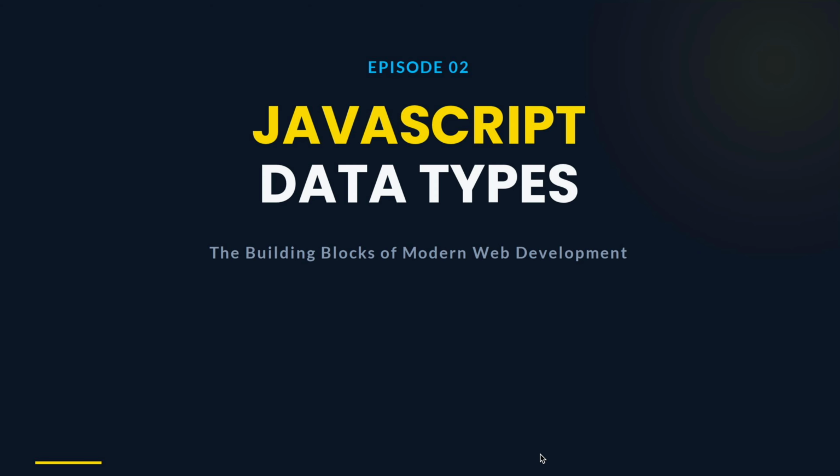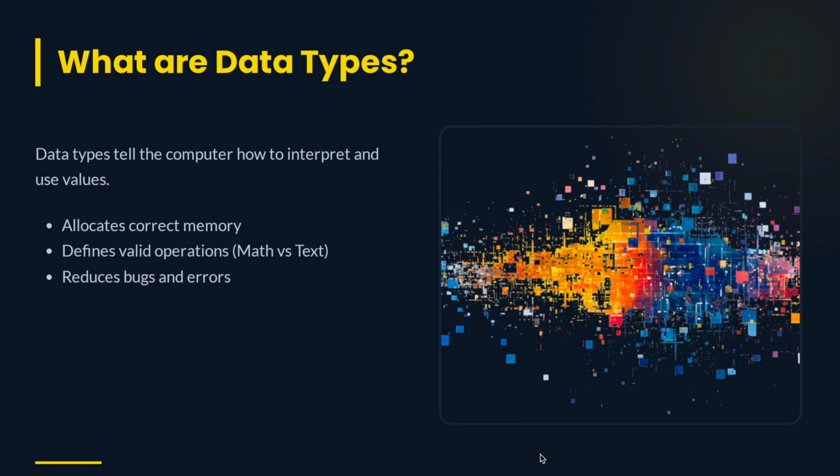Today we are going to understand data types in JavaScript. Before JavaScript can work with any piece of information, it needs to know what kind of information it is.